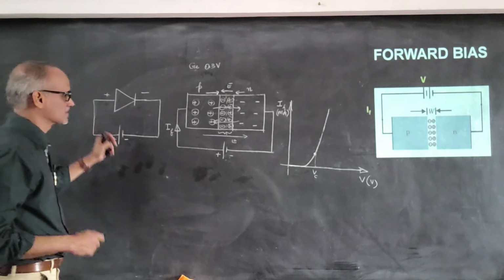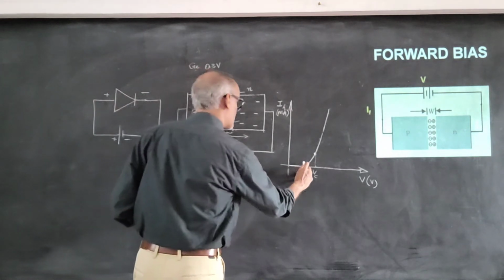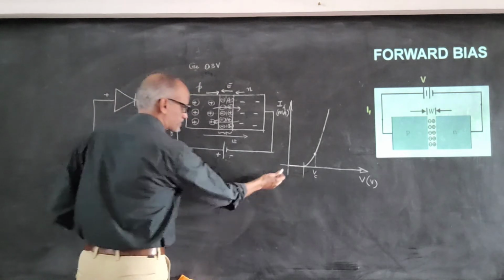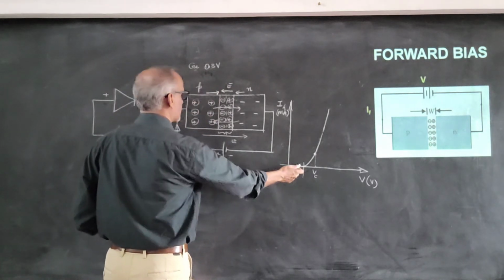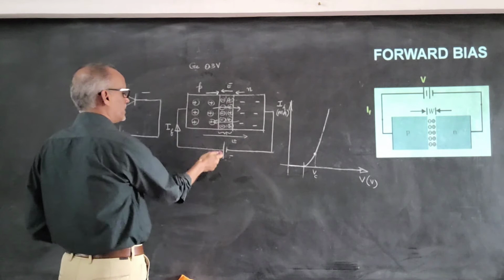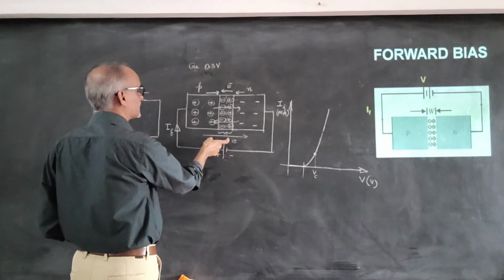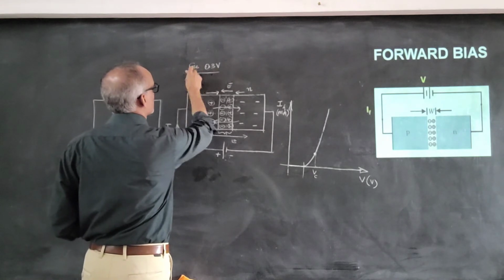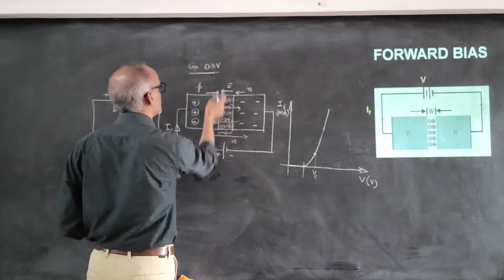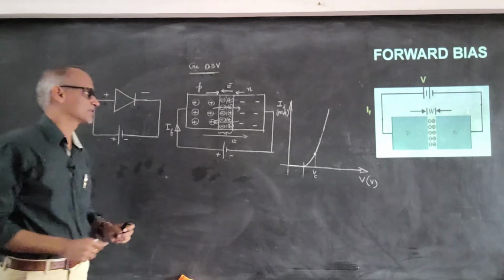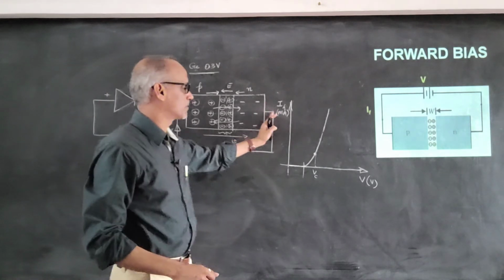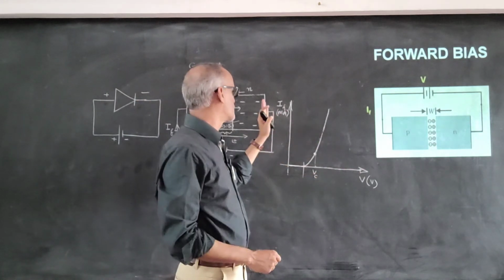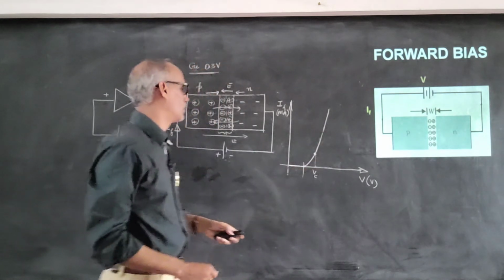And in forward bias, till a certain voltage, there is no flow of current, because the applied field is opposed by the field due to the potential near the depletion region, which is called the junction potential. So this is called the forward bias characteristic curve, where we draw current versus voltage.